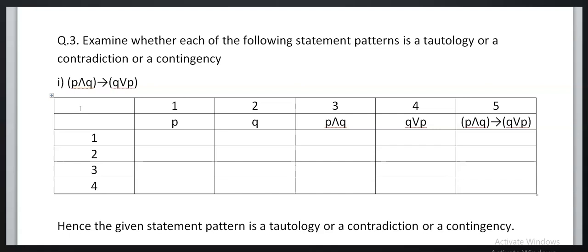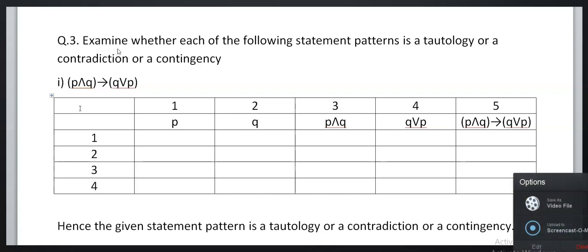Now this is the next topic. Let us examine whether each of the following statements is a tautology, a contradiction, or a contingency. If it is a tautology, the last column will have all T. If it is a contradiction, then all will be F, and for a contingency, there will be a mix.